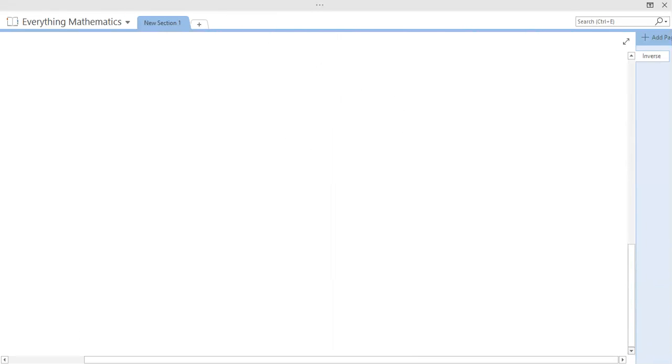Let's do another one for practice. Here we have matrix Q is equal to -7, -4, 3, and 2.